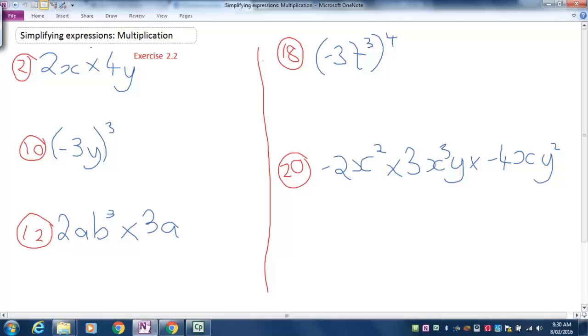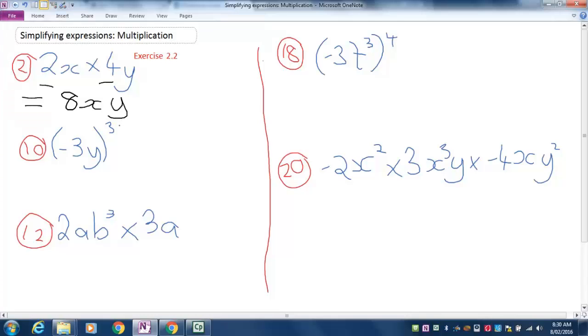Here we're looking at simplifying expressions by multiplication. So for the first one here, question number 2, we begin by multiplying the numbers to give us 2 times 4 is 8, and then we multiply the pronumerals. So we get 8xy for number 2.